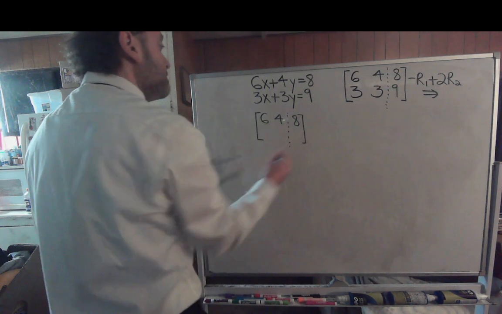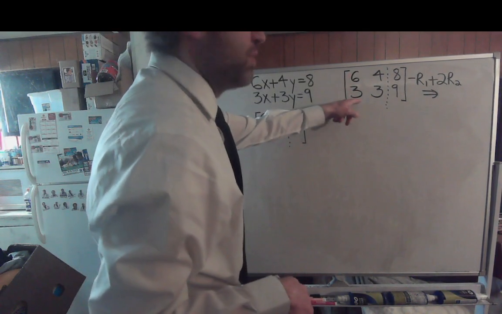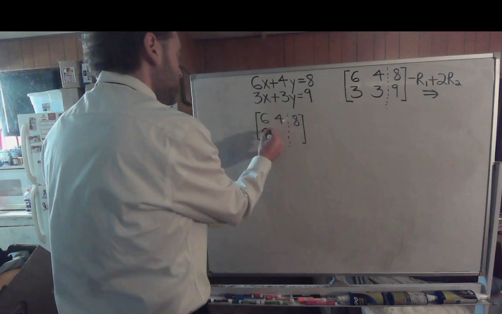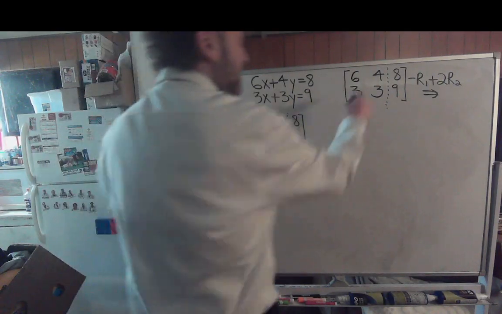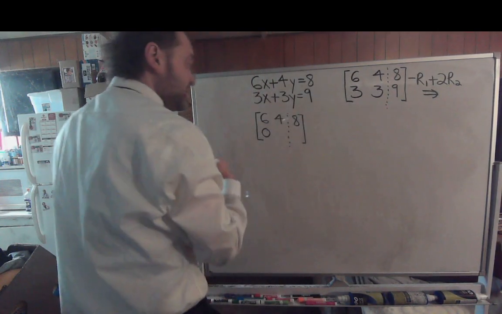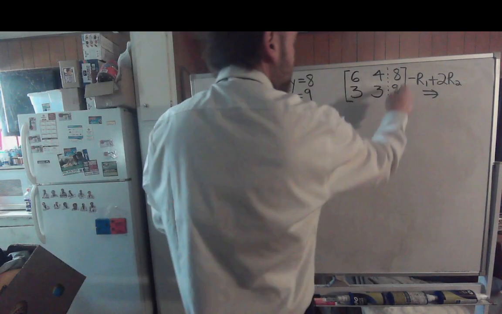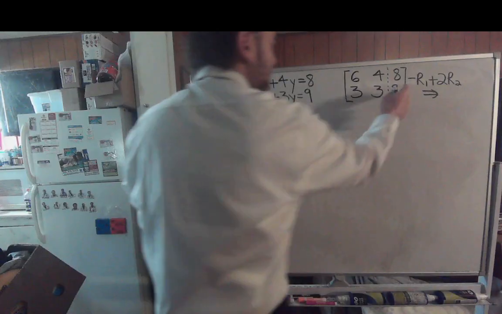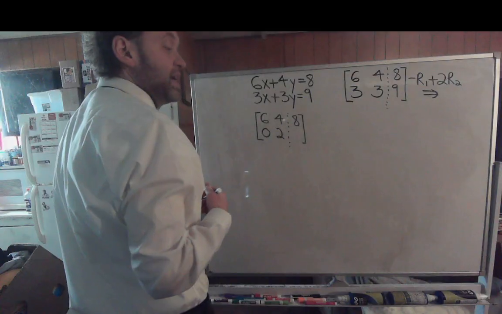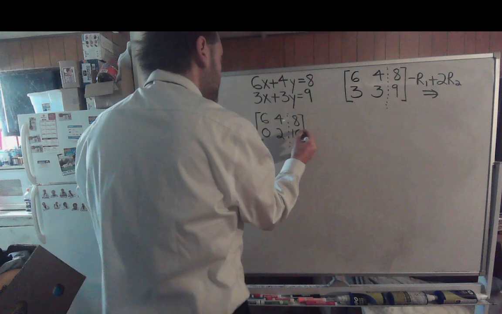And then, let's see, so negative of 6 plus 2 times 3, which is positive 6, negative 6 plus 6 is 0. Alright, so the negative of 4 plus 2 times 3, which is 6, negative 4 plus 6 is positive 2. And then you have negative 8 plus 2 times 9, which is 18. Negative 8 plus 18 is going to be 10.